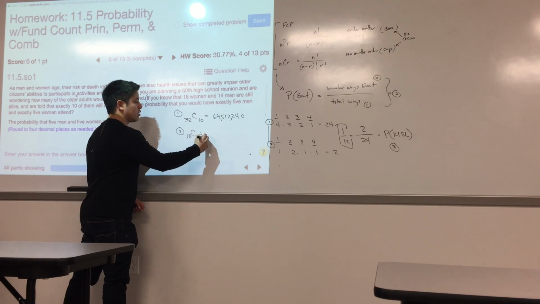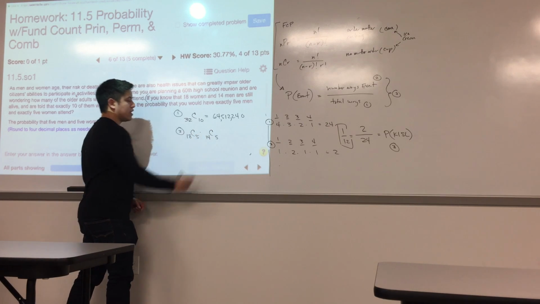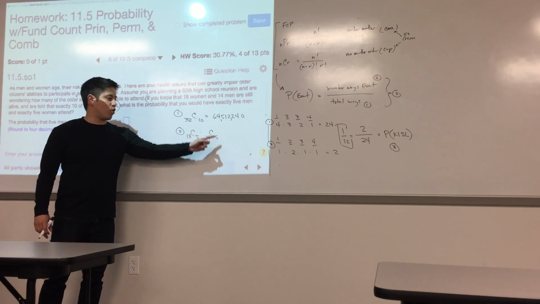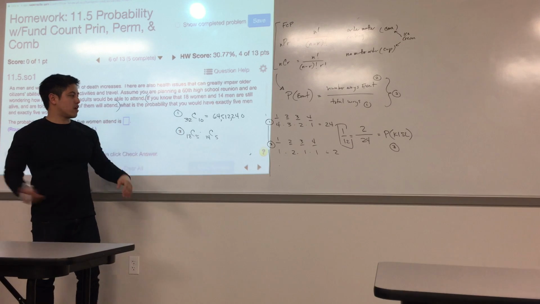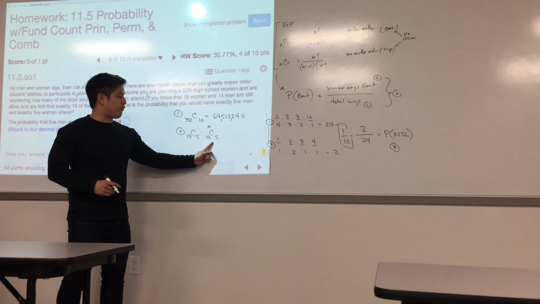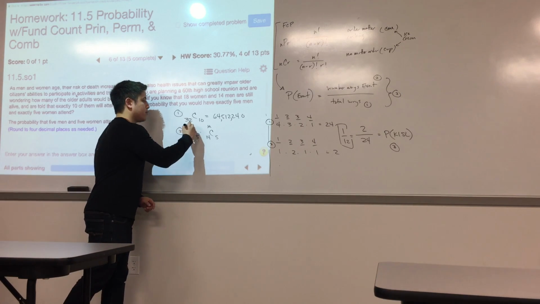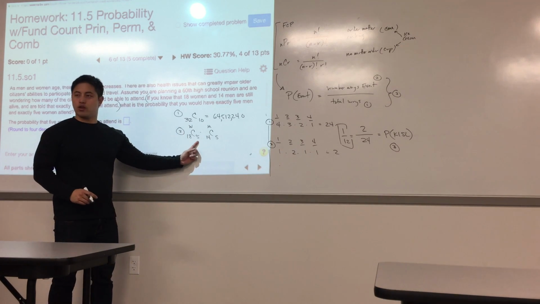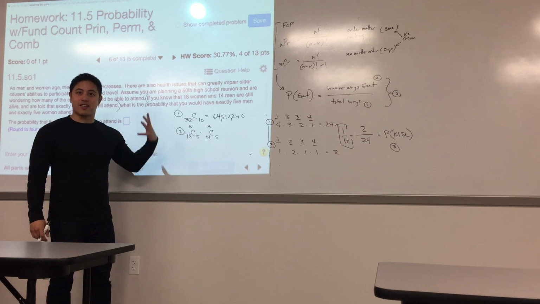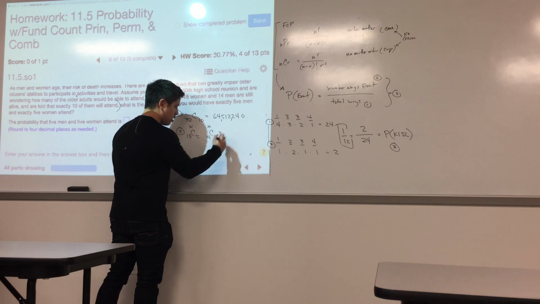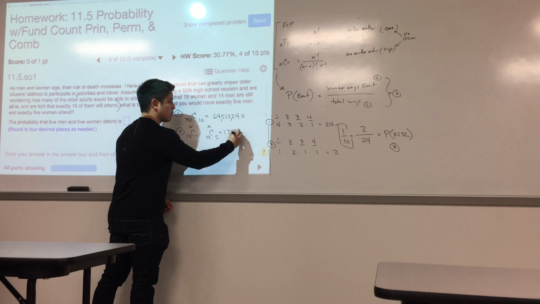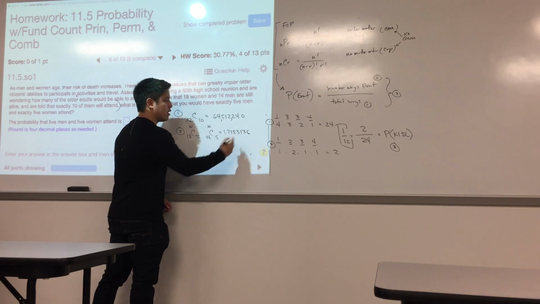18C5 and 14C5. Doesn't matter what order you put them in, right? Women times the men, or men times the women. It doesn't make a difference. There's the men, the number of ways you can make groups of 5 from 14 men. Here's the women, the number of ways you can make groups of 5 from 18 women, just like Democrats, Republicans. Everybody got an answer? 17,153,136.